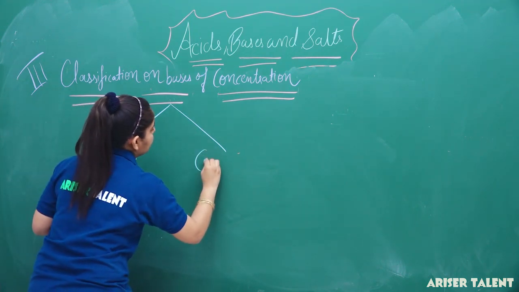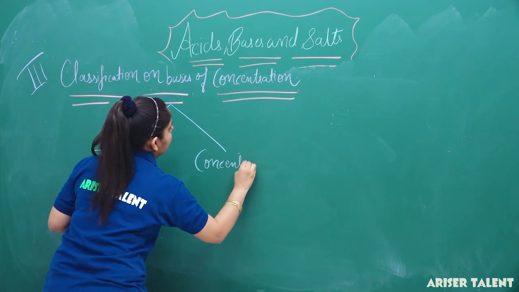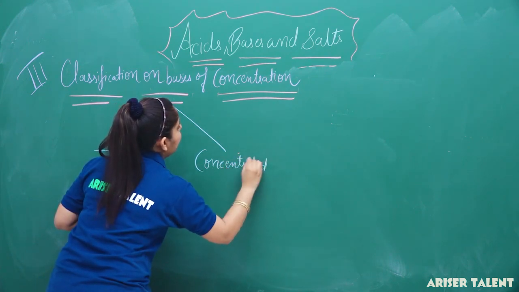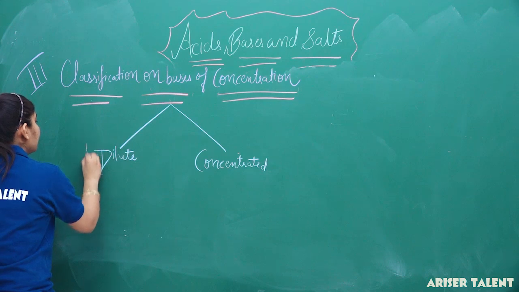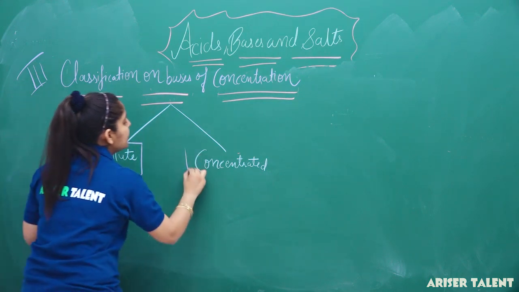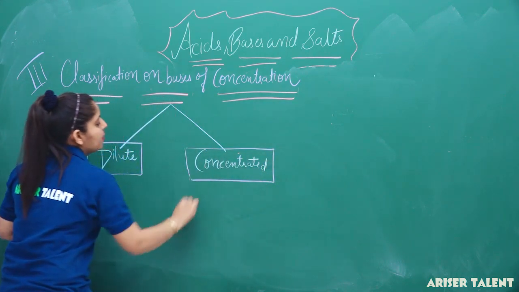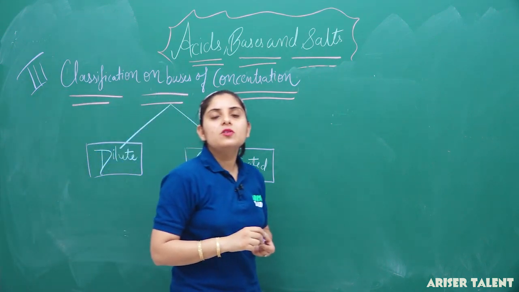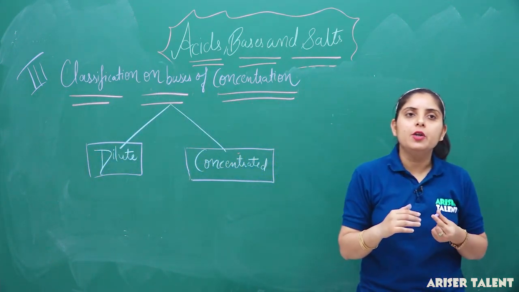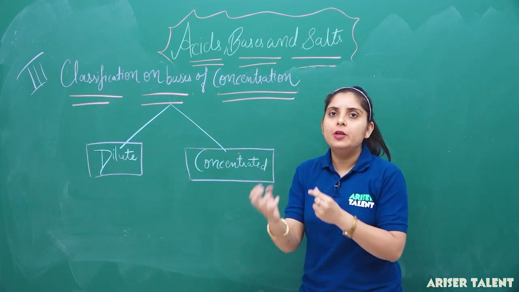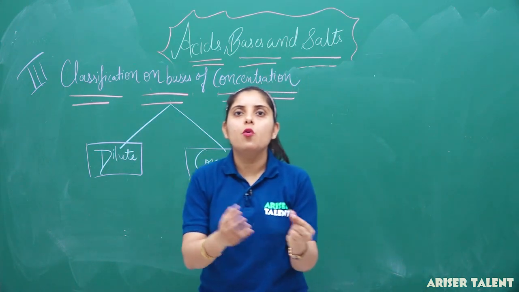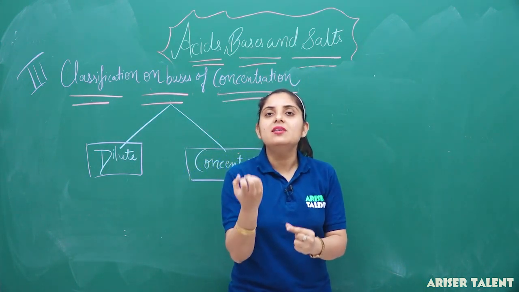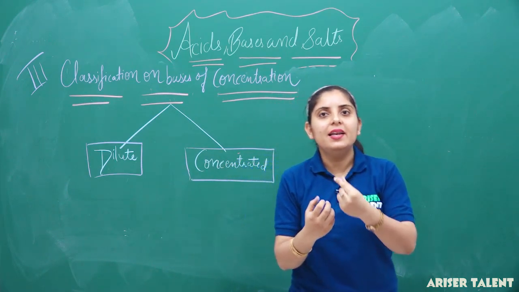Dilute one and concentrated one. So dilute acids are those acids which have more quantity of water, and the concentrated acids are those acids which have less quantity of water. It means in the case of dilute ones, water is more and acid is less. In the case of concentrated ones, we have more acid and less water.